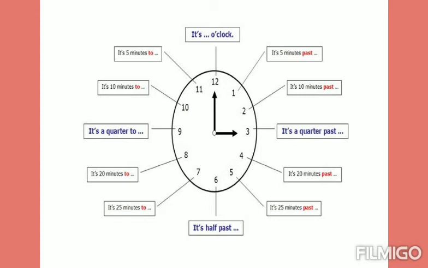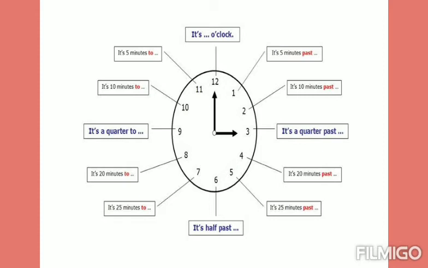Suppose the minute hand moves from 1 to 2, again it has covered 5 minutes. Now you just imagine, now the hour hand is at 3 and the minute hand is at 2. So you can read the time as 10 minutes past 3.